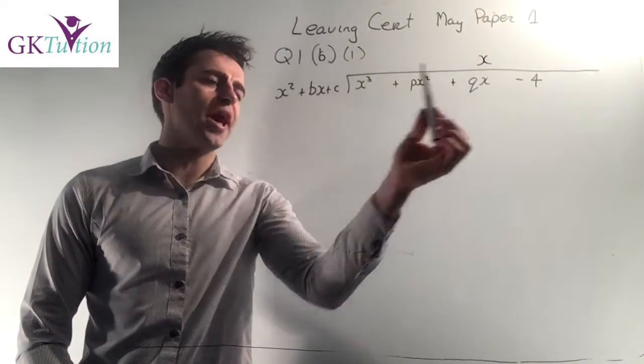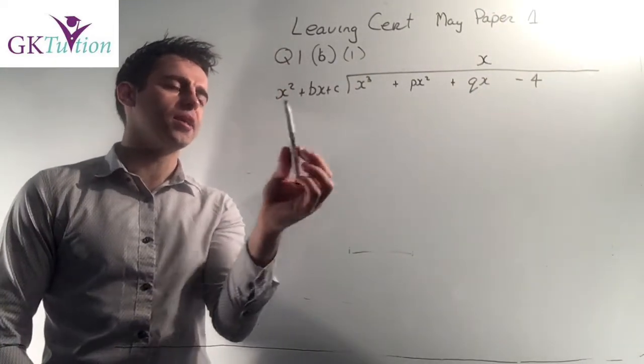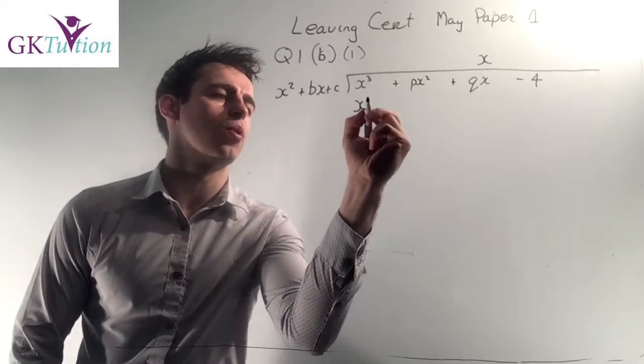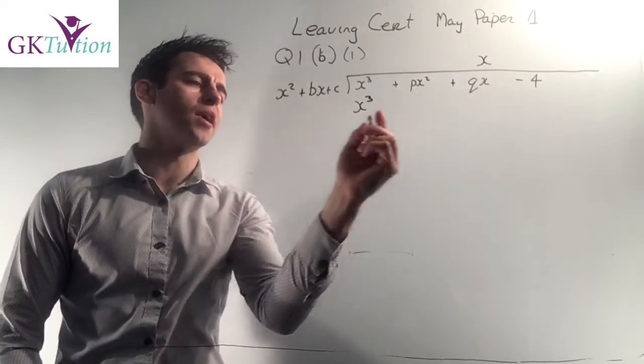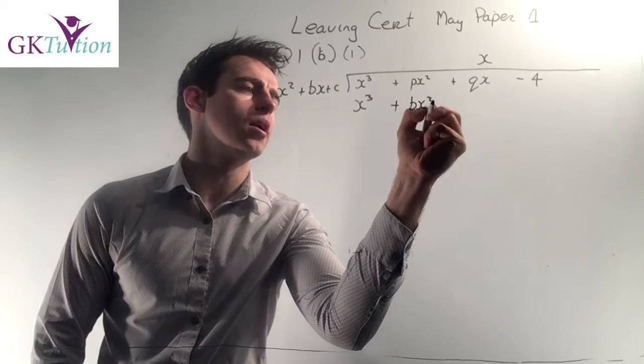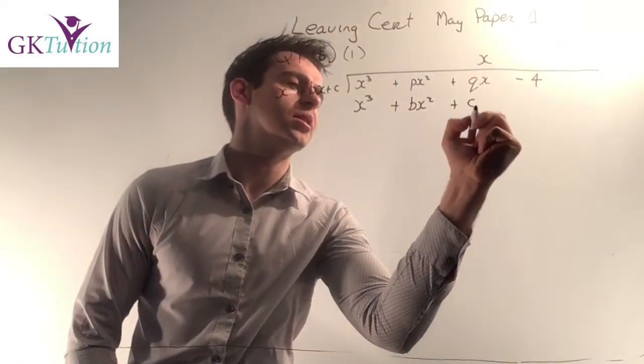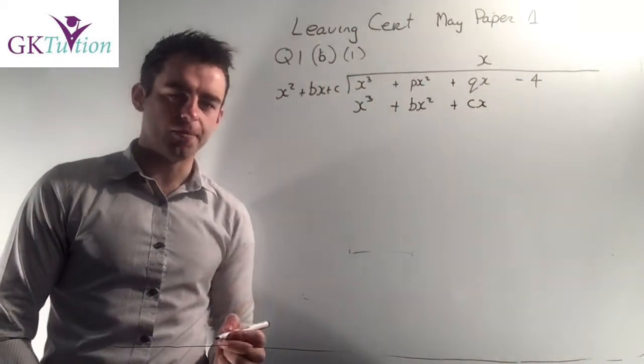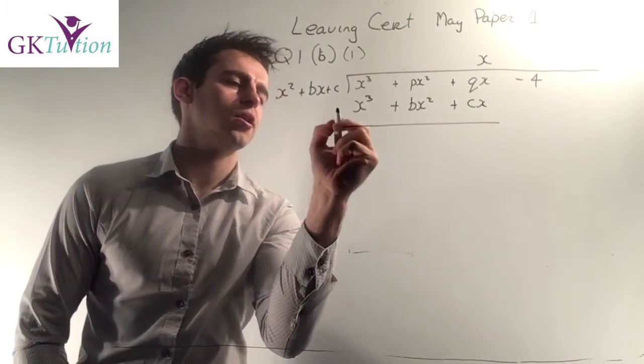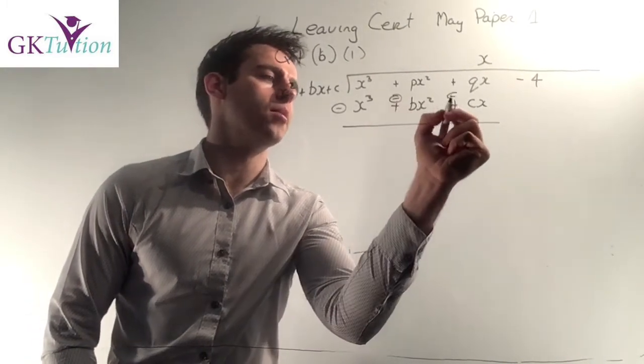Then I'm going to multiply x by these 3 terms. X by the first one gives me x cubed. X by the second one gives me bx squared. And x by c gives me cx. Your third step in your long division is you have to subtract. So I get a minus, and a minus.